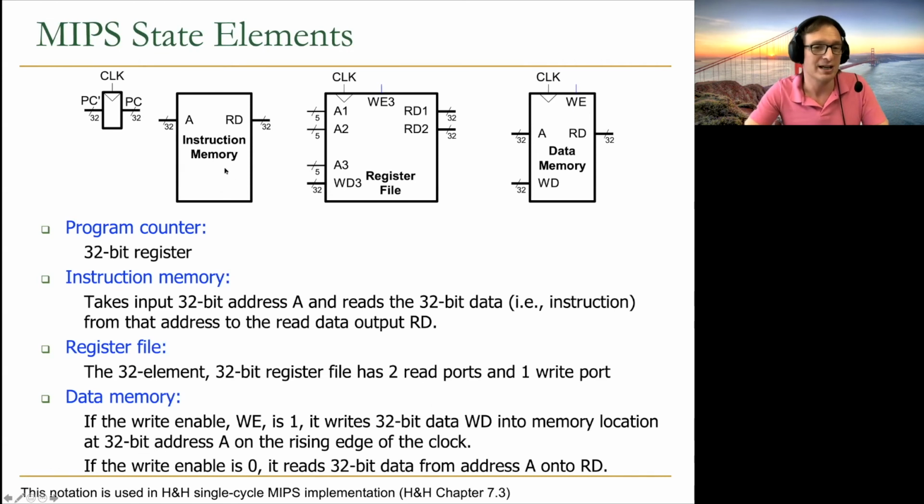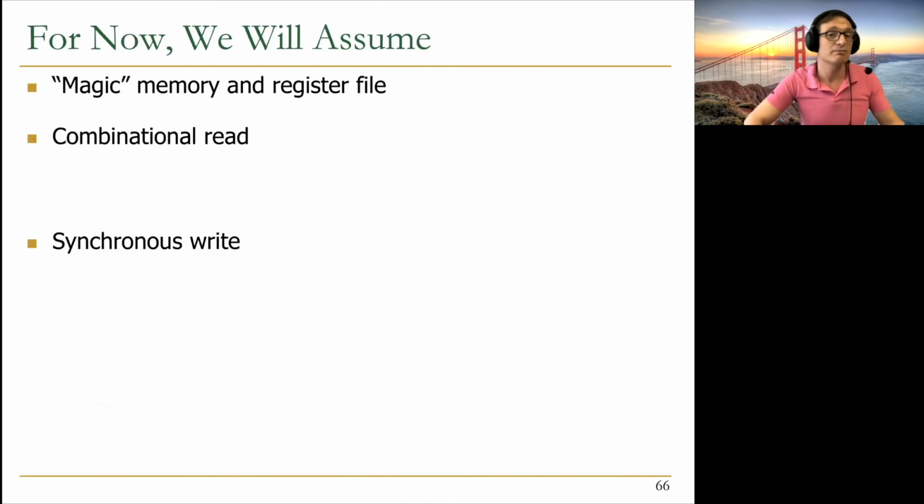Okay, from your book, I'm not going to go through this in detail, but I've already discussed the program counter, instruction memory, and register file. You can see that the register file has 2 read ports and 1 write port. You can read 2 elements at a time and write 1 element at a time. And for data memory, if the write enable is 1, you write 32-bit data into the memory location at 32-bit address A on the rising edge of the clock. If write enable is 0, you read 32-bit data from address A to the read port. Hopefully these are simple, and you can also reinforce your learning by looking at your book, as you can see over here. For now, we're going to assume magic memory and register file.